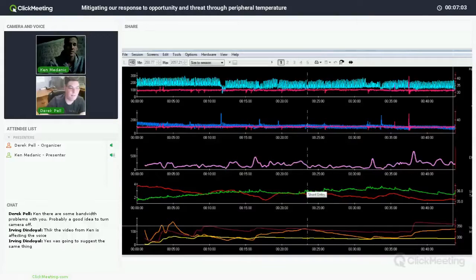Sorry to interrupt. Can you see the messages there? I've just said that it's probably a good idea to just shut the camera off.